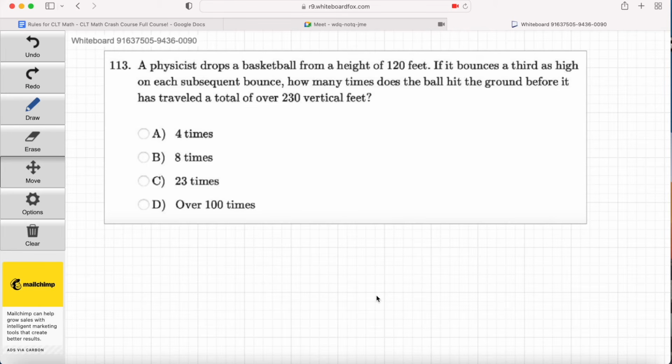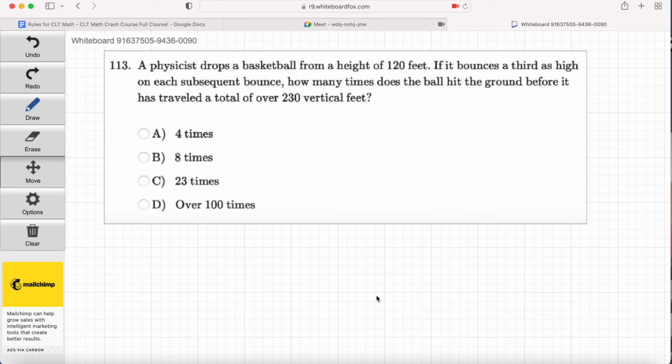Okay. A physicist drops a basketball from a height of 120 feet. If it bounces a third as high on each subsequent bounce, how many times does the ball hit the ground before it has traveled over a total of 230 vertical feet? Oh my goodness. What are we solving for here? How many times the ball bounces? Yeah. Before it's traveled a total of 230 vertical feet. Do you understand what the question's asking here? Mostly. Okay.